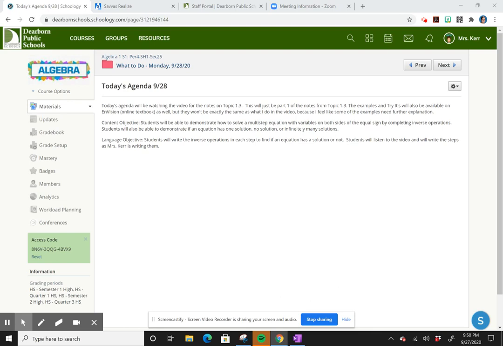And how you're going to do this is by the language objective. So you will write the inverse operations in each step to find if the equation has a solution or not. And then students will listen to the video and will write the steps as I'm writing them in the video.